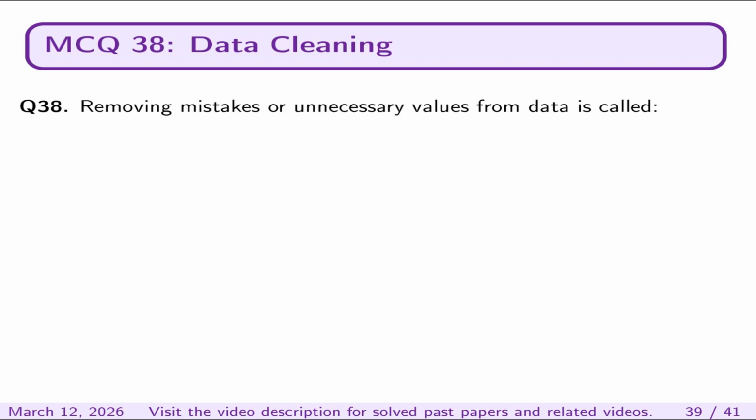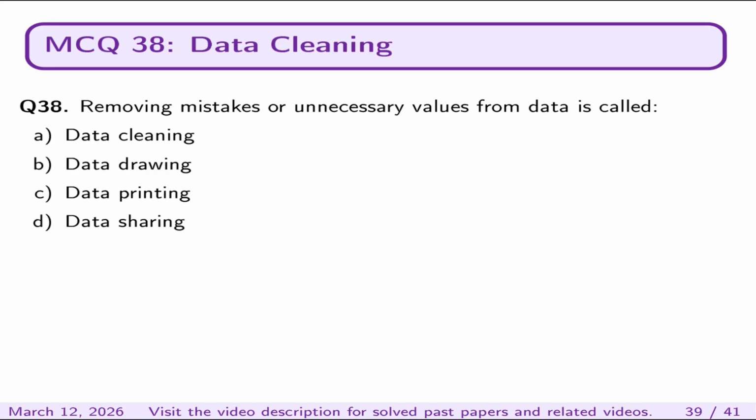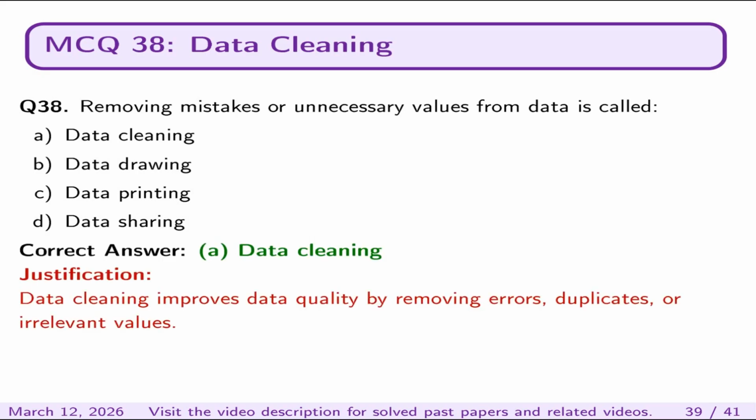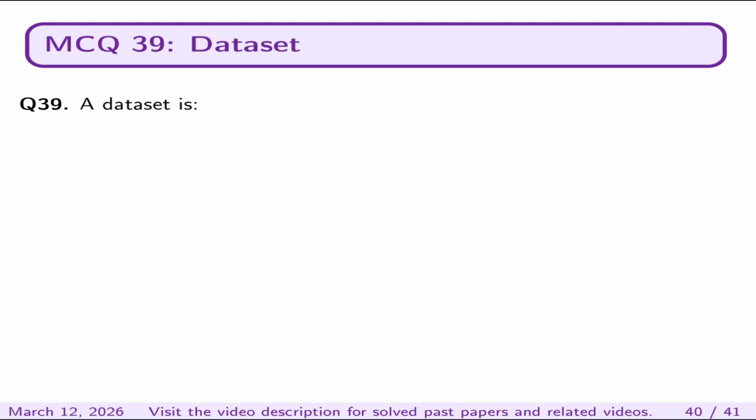Question number 38. Removing mistakes or unnecessary values from data is called data cleaning, data drawing, data printing, data sharing. The correct option is data cleaning, because data cleaning improves data quality by removing errors, duplicates, or irrelevant values.